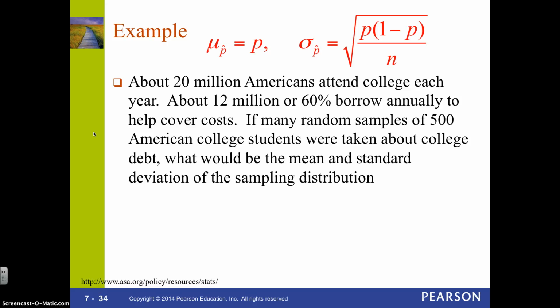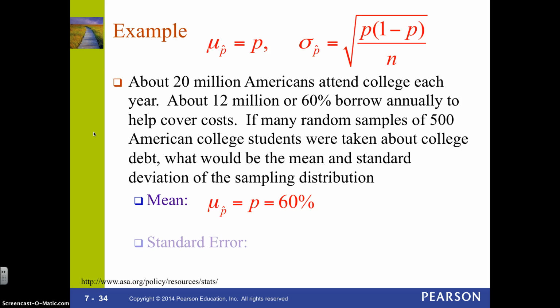Okay, so the mean of my sampling distribution, remember, your sampling distribution is that collection of all of your sample proportions. So I take a whole bunch of samples of size 500 and I look at the proportion in each of those samples of the students who have to borrow money to help cover costs. Most of them should be around 60%. So what's the mean of all those sample proportions? It should be about 60%. If I could actually take every single possible sample of 500, it would equal exactly 60%.